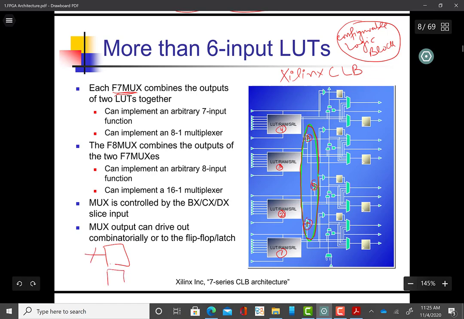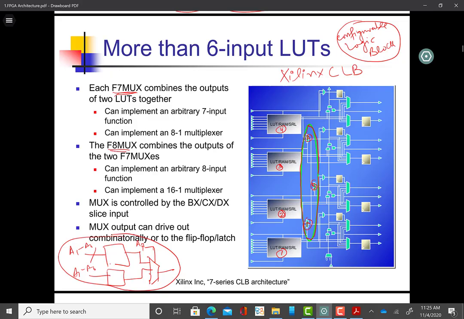We have our 6 LUT, okay, A1 to A6, A1 to A6. We put an F7 mux, okay, and control this with A7, and this becomes our 7 input LUT. Similarly, if we combine 2 of these with this B kind of mux, this becomes F8. This becomes an 8 input lookup table. So we can implement 4 6 input LUTs in a CLB, or we can implement 2 7 input LUTs in a CLB, or we can implement a single 8 input lookup table in a CLB. Okay, so this depends upon your needs.